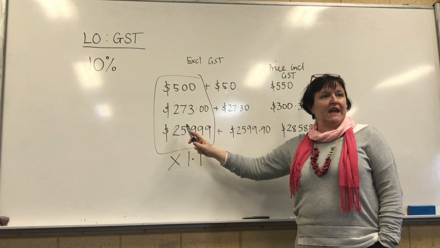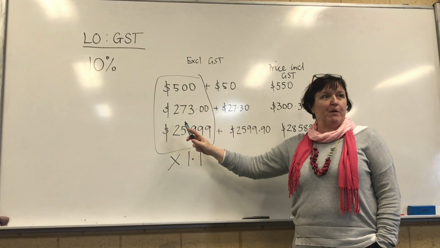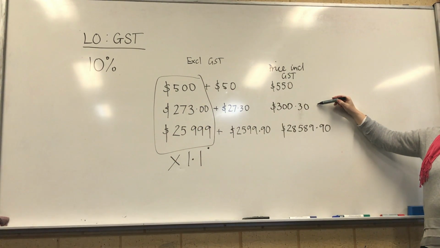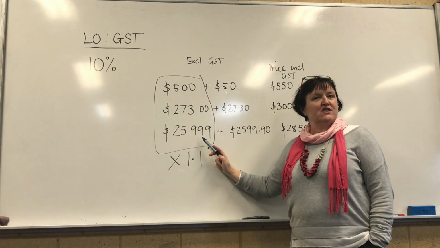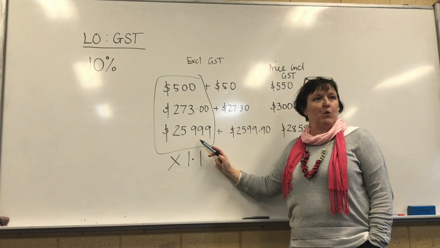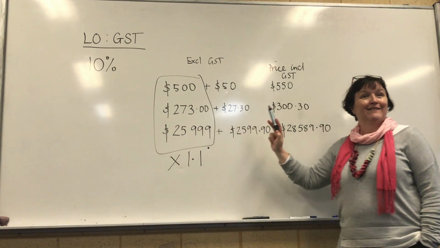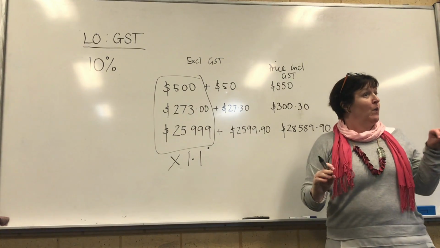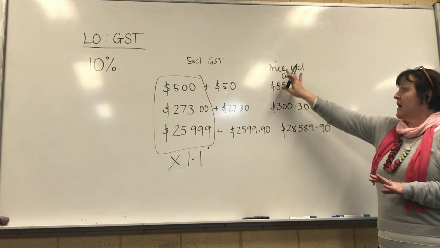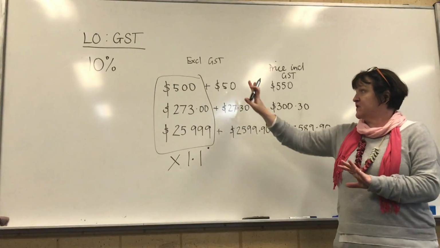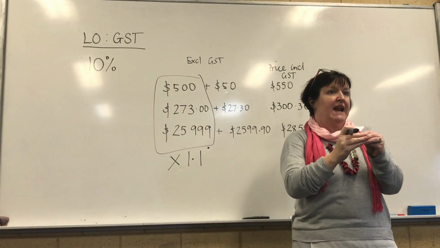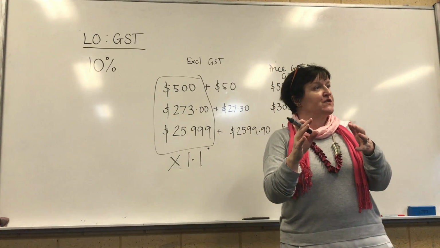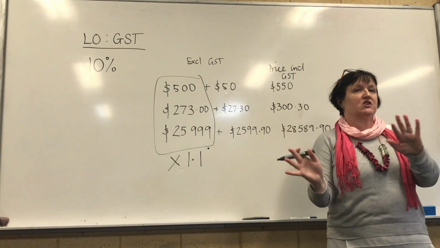Put 273 in your calculator and multiply it by 1.1. $300.30. Put 25,999 in your calculator and multiply it by 1.1. 28,589.90. So that's a quicker way of doing it if you're only asked for the new price. Some questions will ask for the GST. So you divide it by 10 to find the GST and then add it on. Okay? If it only asks for the new price, you can multiply it by 1.1 because that's a shortcut.